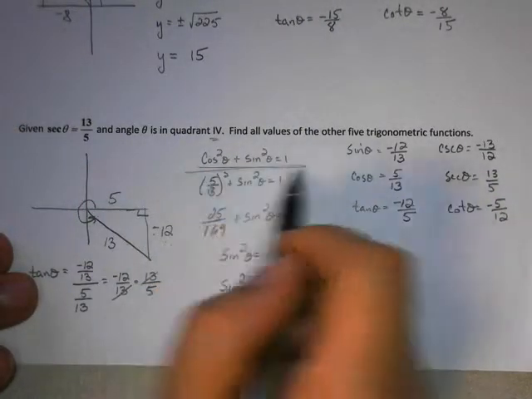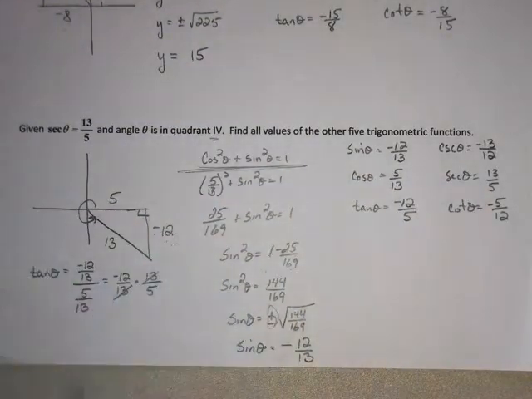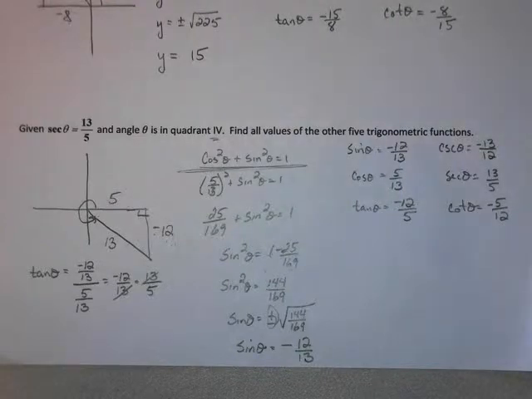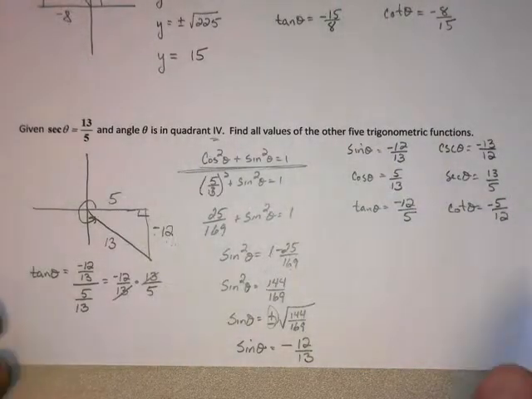So you can use identities, you could use your diagram. If you remember what each trig function is, sine is y over r, or opposite over hypotenuse. Cosine is x over r, or adjacent over hypotenuse. And tangent is y over x, or opposite over adjacent.